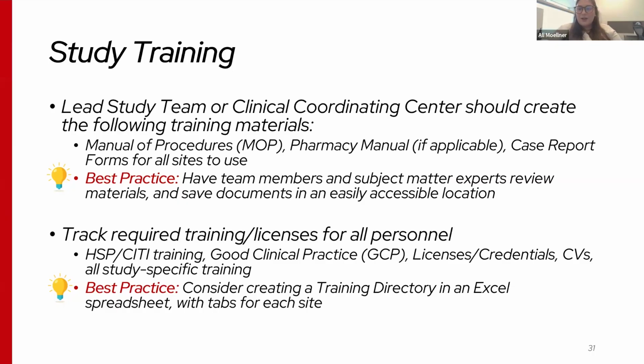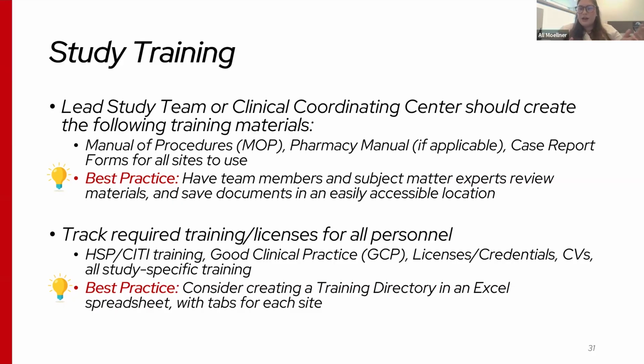You'll also want to track your required trainings and licenses for all the personnel across all the sites. This could be your CITI training, licenses and credentials, CVs, any kind of trainings that your trial might require. And a best practice is to have an Excel file with multiple different tabs per site.